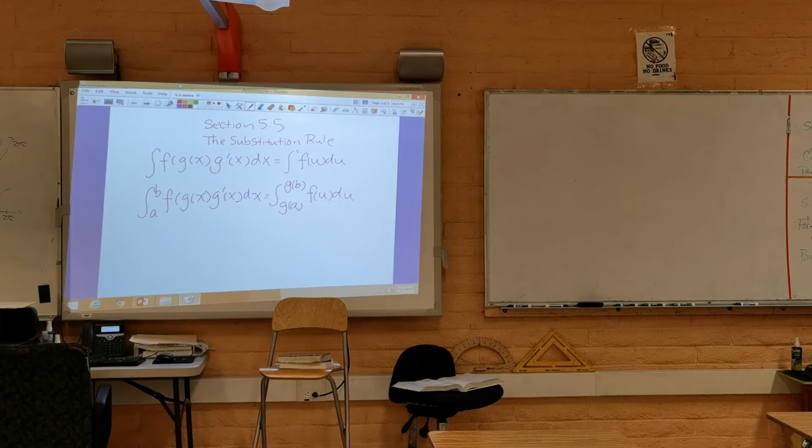So this one is just like a general formula. One is for the definite integral, the other one is for the indefinite integral. So we'll take a look at some of the critical examples.